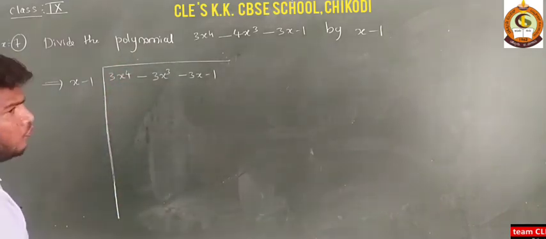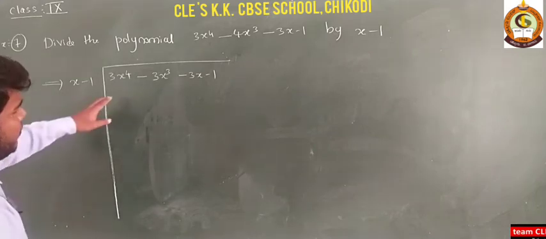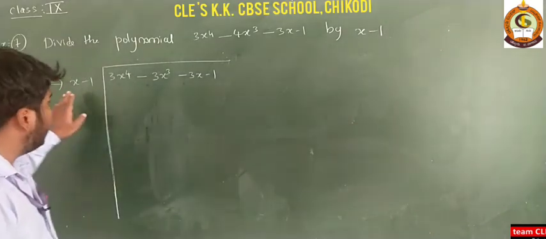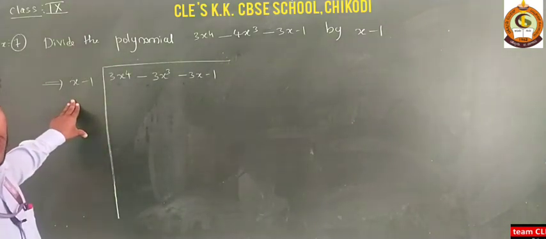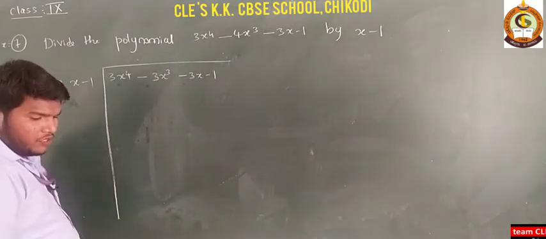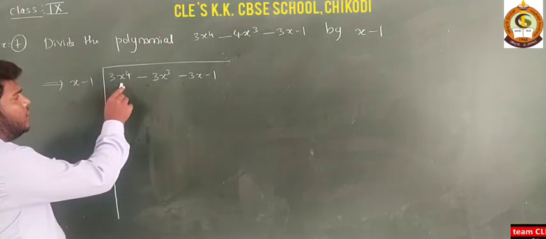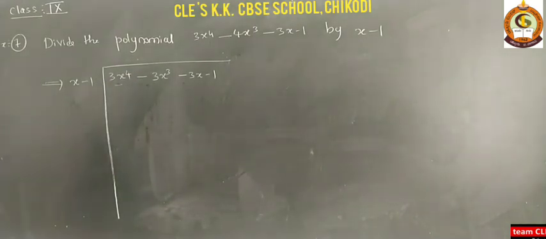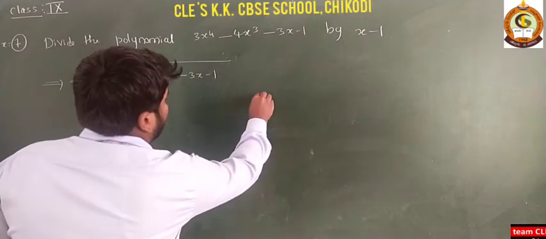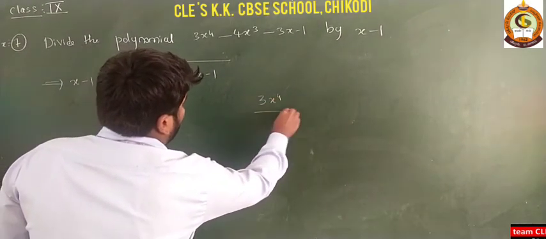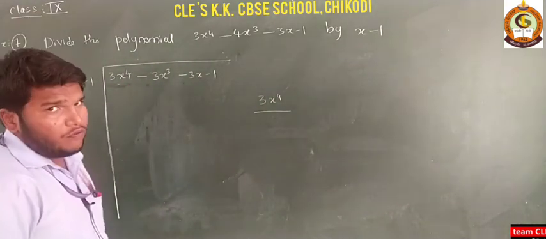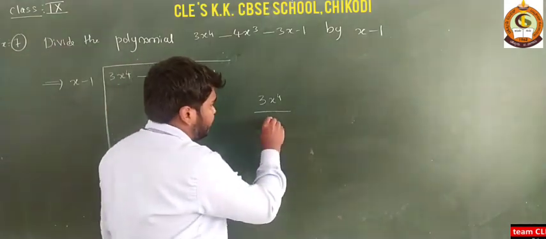So dear students, how to solve this one? The question says 3x raised to 4 minus 3x cube minus 3x minus 1, and we are dividing by x minus 1. So we are using factorization of polynomials here. First I consider the first term, that is 3x raised to 4. You have to choose this first term and divide it by the first term of your divisor, that is x.